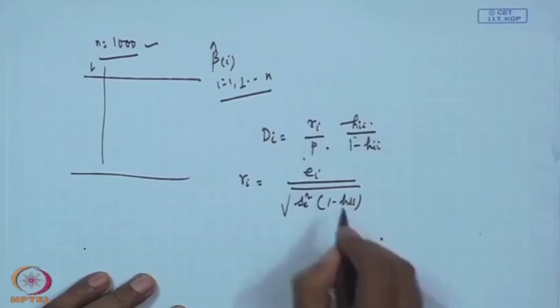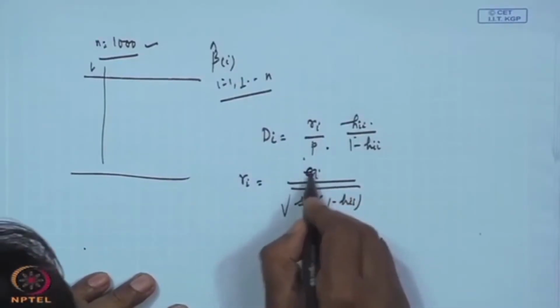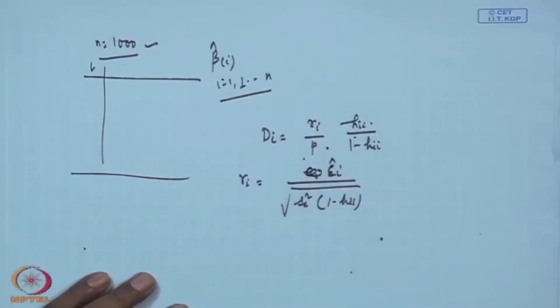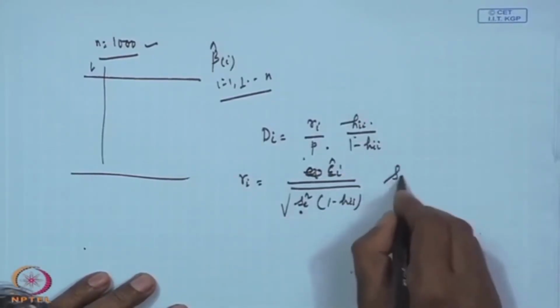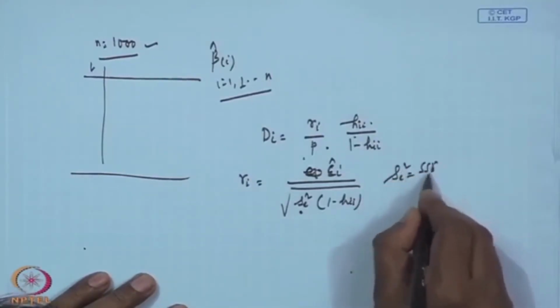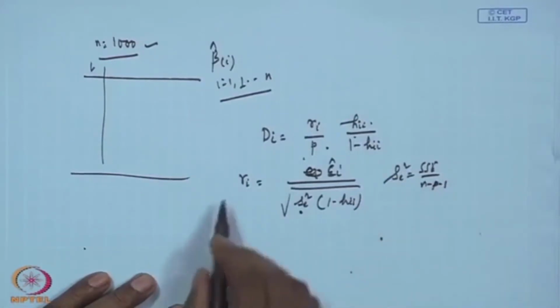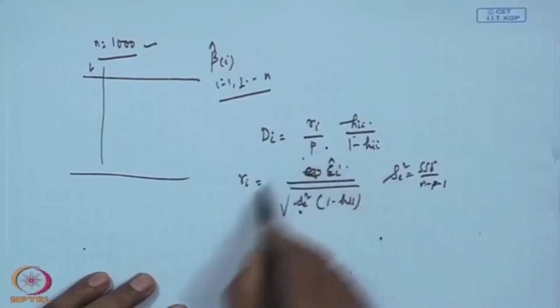Ei is basically the error one. So, you can write like this, epsilon i cap. You know s square is SSE by n minus p minus 1. So, that means when you are fitting one regression equation, you are getting everything.